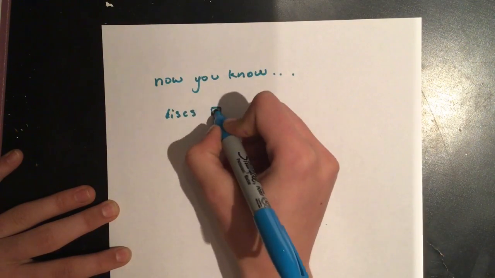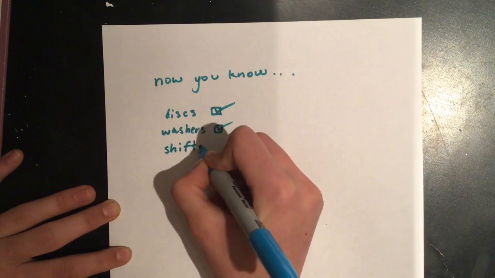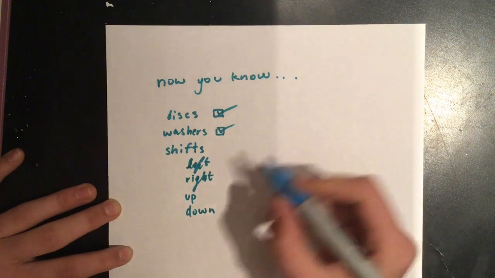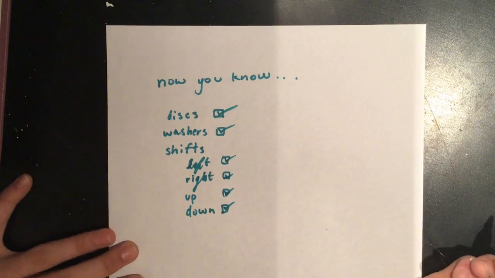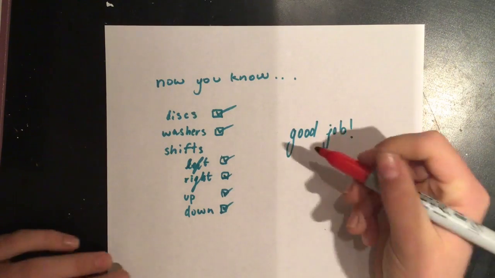After watching this video, you should know the expression for disks and the expression for washers, how to find those, and the differences between them. Also, I hope you understand shifts a little bit better, so that you understand if an object is shifted to the left or to the right and up or down, and that you can really rotate an object in any direction. I hope that this helped, and good job.